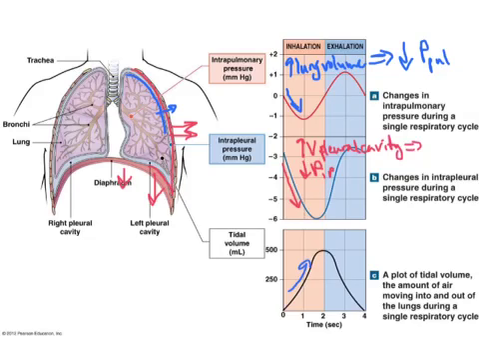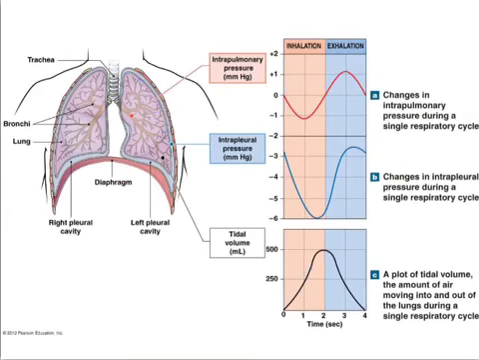Now, if you just reverse all of these arrows, you basically have what happens during exhalation. Muscles relax, compressing the pleural cavity. Pressure goes up in the pleural cavity. They push on the lungs, closing the lungs, pressure goes up in the lungs, and air gets forced out.